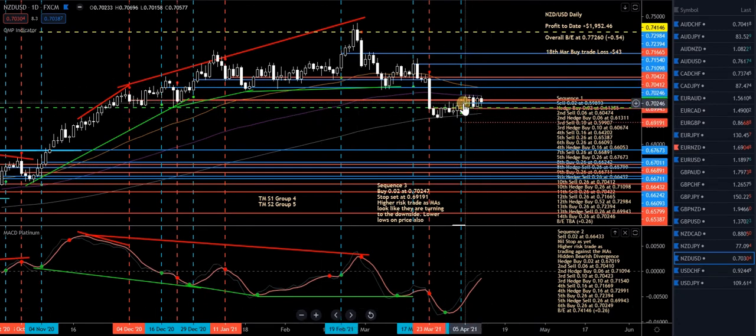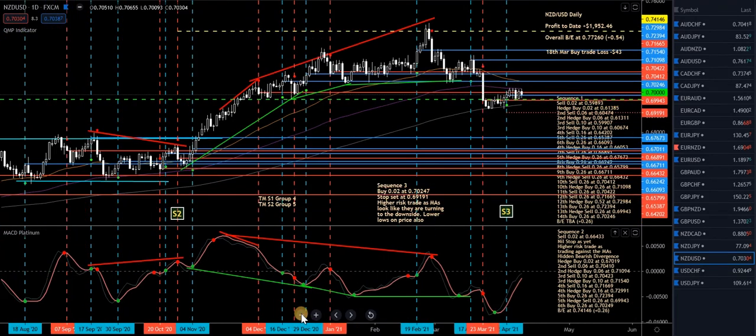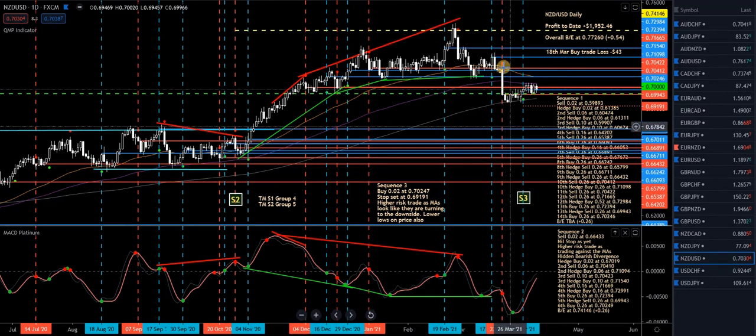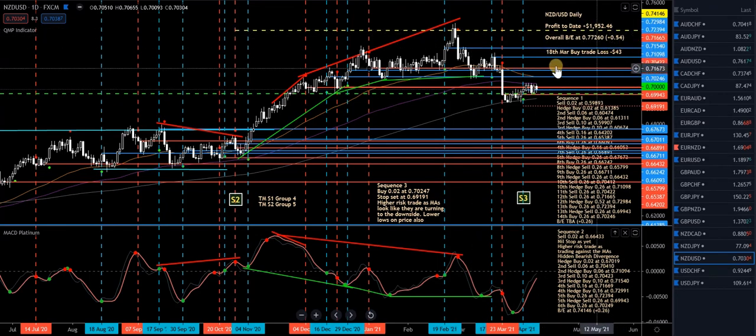But those last daily candles there, just indecision. That's a week trading. Remember, this is the daily chart, 5 trading days in a week. But Kiwi's going nowhere fast at the moment. Again, the green line's just a big number. In this case, it's a 70-cent level. Made some good profit, 1,900 on there.